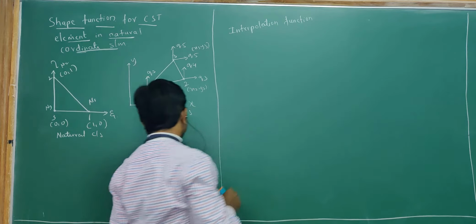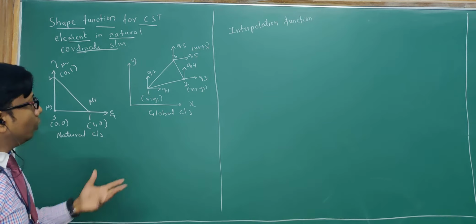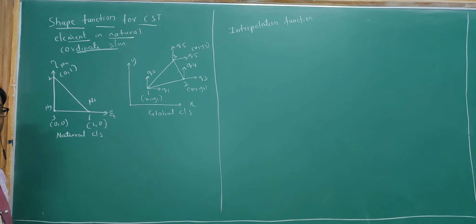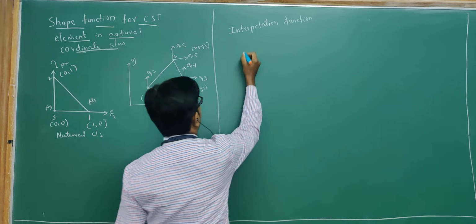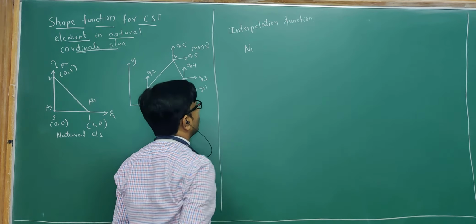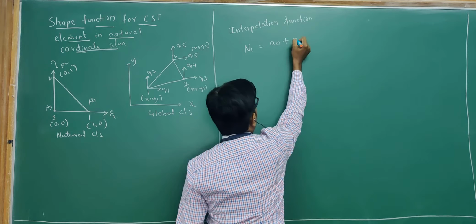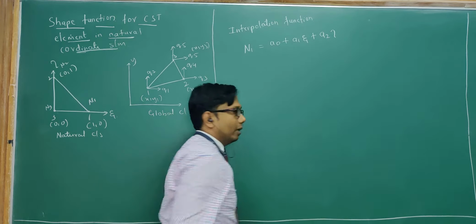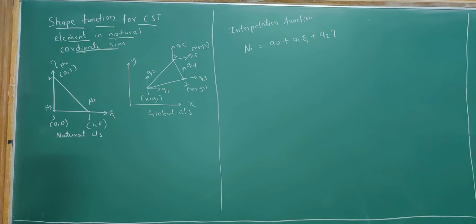As you see here, as each node has 2 degrees of freedom, we need to go for the constant values here. Each node is having 2 degrees of freedom, so for that case, we will be going for a linear equation here. I have taken shape function N1, which varies as a0 plus a1 zeta plus a2 beta. So this is just a linear interpolation function which we have taken.